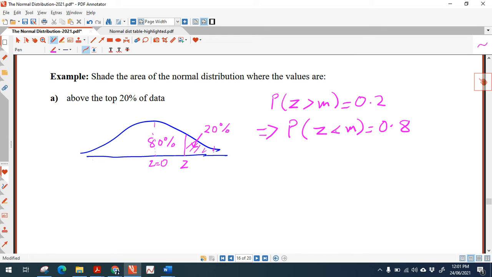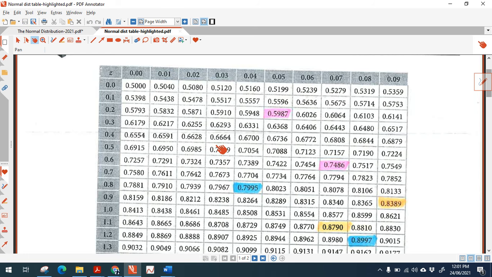Okay, because the distribution table is all to do with less than, so we need to convert this to an equivalent less than problem. So if we go to the table and we're looking for a number in the table which is 0.8, let's try that. Coming back to the table, here we go. If you look at 0.84 here, this is very, very close to 0.8. So this is in fact the closest we can get in the table. So the z-score which corresponds to that is 0.84.